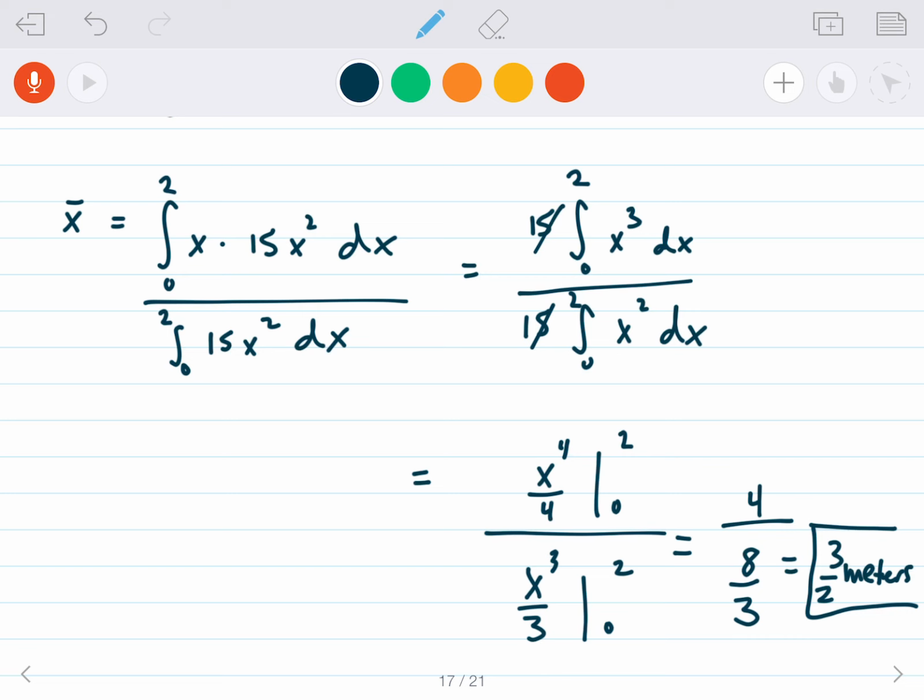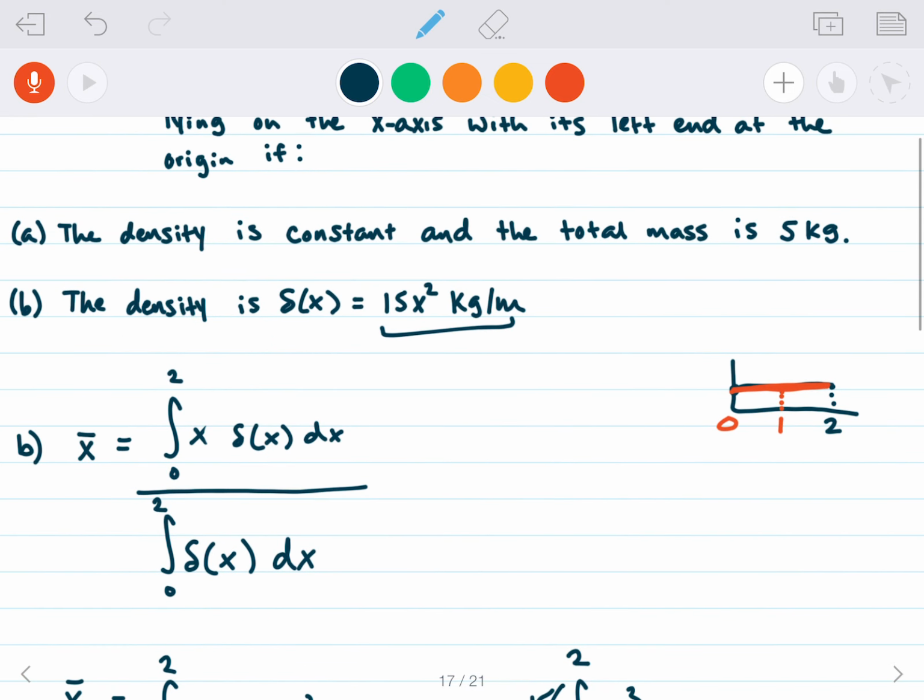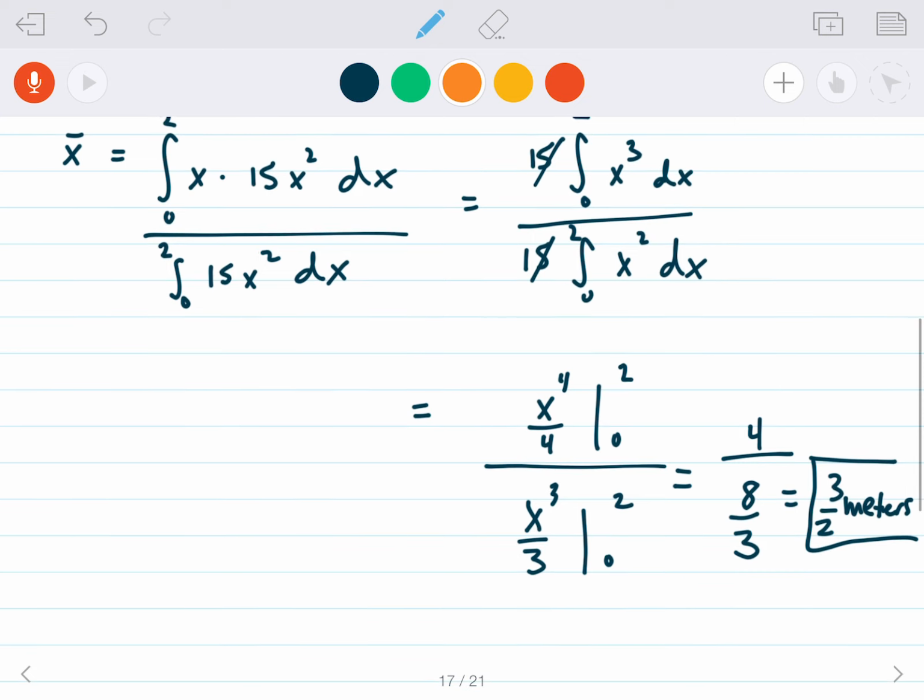Okay, so that's where our center of mass is now, that we no longer have constant density. The density, as we can see, is increasing as x increases. So it does make sense that I have to now move my pivot point. I have to move my pencil or whatever you're trying to balance this imaginary rod on from the very center to right here at 3/2, which is 1.5. Okay, so that's where our center of mass is going to be now.